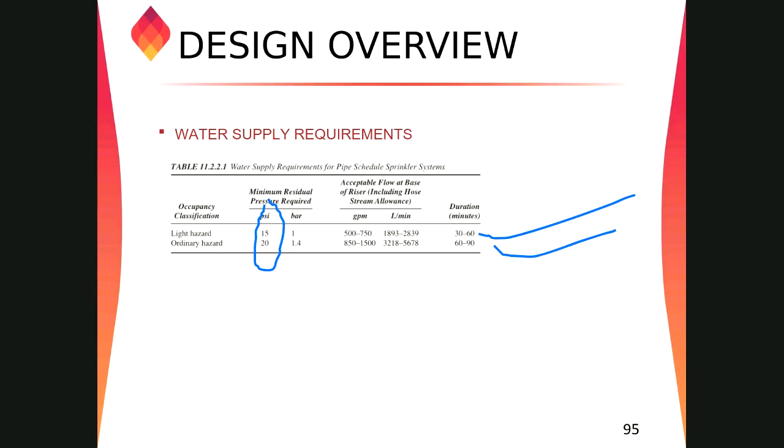We cannot use this one for extra hazard occupancies, because we discussed that in extra hazard the heat release rate from the fire, the combustibility, and the arrangement of the material is so high that we cannot use this kind of product. We have the best solution, the hydraulic calculation software. We have to do the calculation in the software.